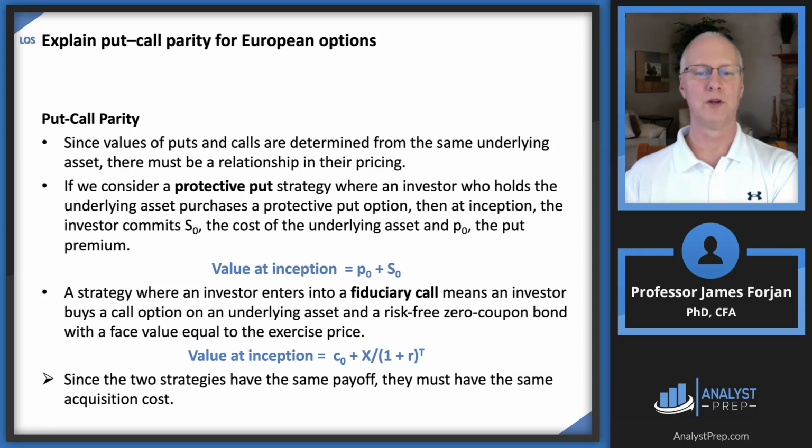But what we're also going to do is buy a call option on that share of stock. And what that's going to do is give us a baseline, a minimum value that's equal to the exercise price of the option. And so whether or not we invest in a protective put or we invest in a fiduciary call, those two strategies are going to have the same payoff. They establish a minimum, but then they allow for price appreciation. So therefore, they must have the same present values.